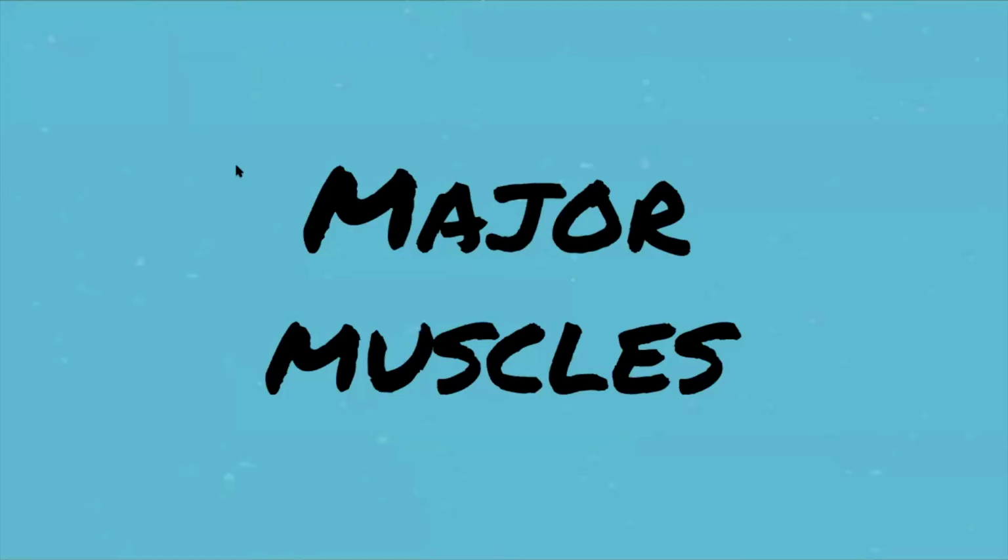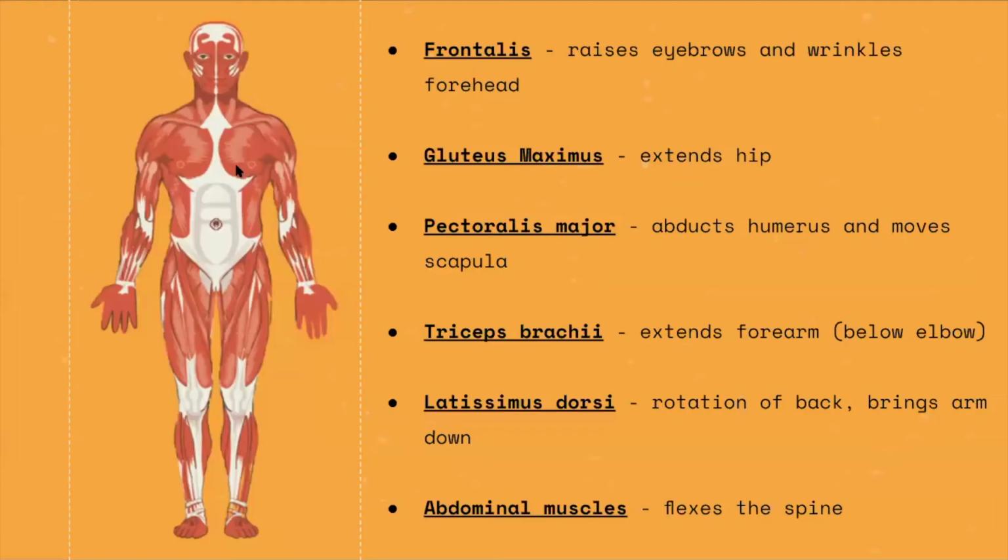Okay, now we're going to talk about major muscles. These are just the major muscles. We'll go deeper into it, but this is an introduction. Yes, it can get confusing. Just hang on. So frontalis. The frontalis muscle is basically the muscle covering our forehead. It raises our eyebrows and wrinkles our forehead.